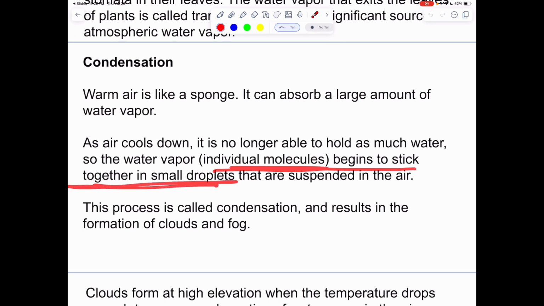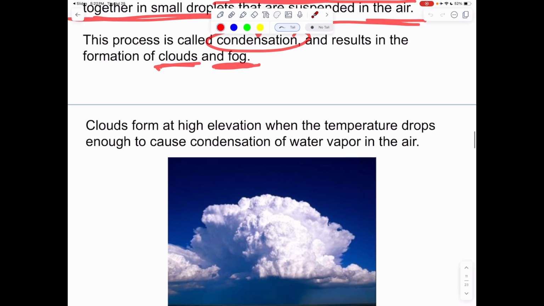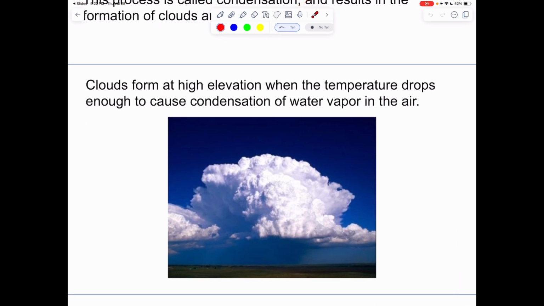other, causing small droplets that are then suspended in the air. This is called condensation, and this is how we get our clouds, and this is how we get fog. Clouds are going to form at high elevation when the temperature drops enough to cause this condensation of water vapor. So this is all condensation of water vapor.